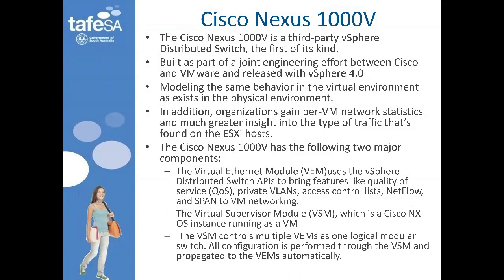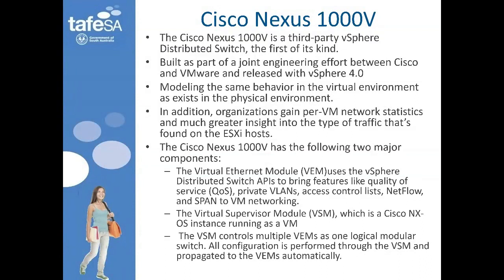So Cisco Nexus 1000V is a third-party vSphere distributed switch. It's built as part of a joint engineering effort between Cisco and VMware, modeling the same behavior in the virtual environment as your physical environment. In addition, organizations can gain per virtual machine network statistics. So some of those reporting statistics that Cisco devices can collect for you, especially if you're monitoring them for cybersecurity monitoring.